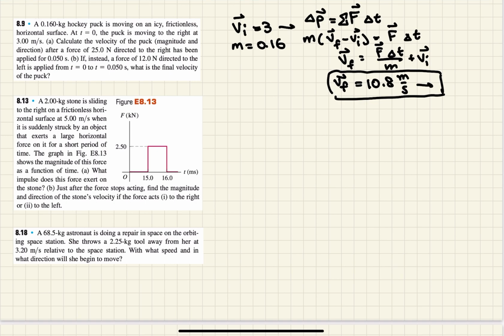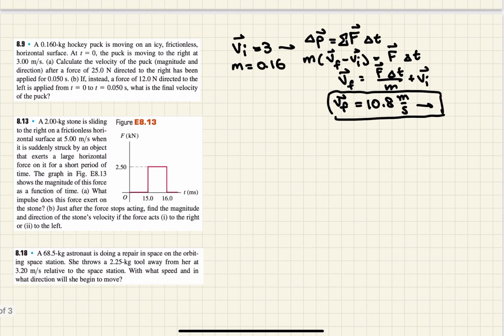Okay, the second part says, if instead a force of 12 newtons directed to the left is applied from t equals 0 to t equals 0.05. Okay, so we can actually use the exact same formula. We just have to plug in different stuff. In this case, force would be negative 12, and that's because it's a force to the left. Time would be the same, mass would be the same, and initial velocity would be the same.